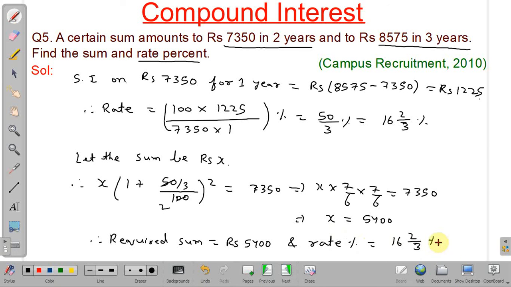Okay friends, so in this lecture we have discussed some important problems on the topic of compound interest. Okay. Thank you.